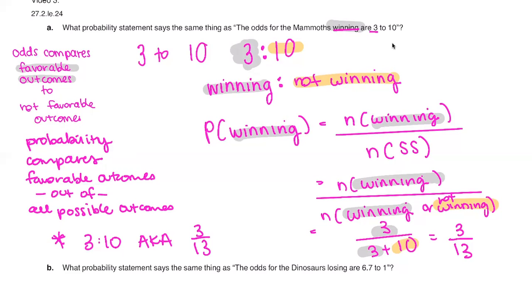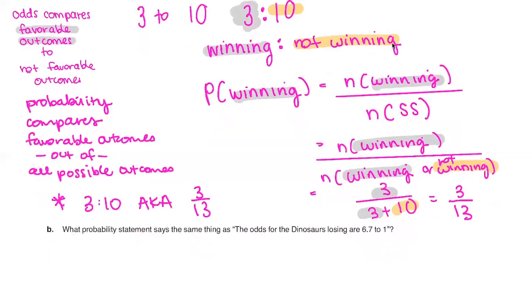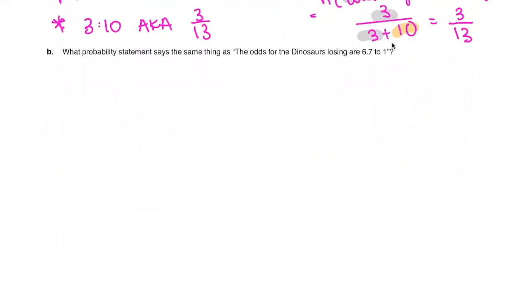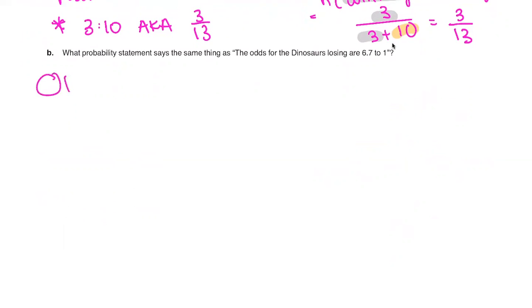Let's look at another example. I think it'll help out. What probability statement says the same thing as the odds for dinosaurs losing are 6.7 to 1? Let's write the odds statement first. Well, I know it's going to be 6.7 to 1, like this.